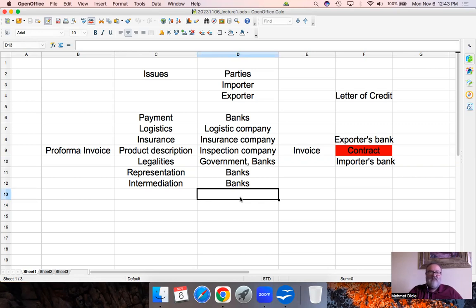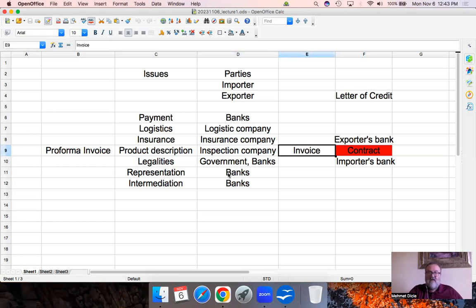And then obviously for the representation and then the intermediation, we have the banks. The exporter's bank will represent the exporter, importer's banks will represent the importer, and then these two banks will be the intermediation. We're going to add one more bank to this, but probably either today or Monday when we talk about the actual payment of the transaction.